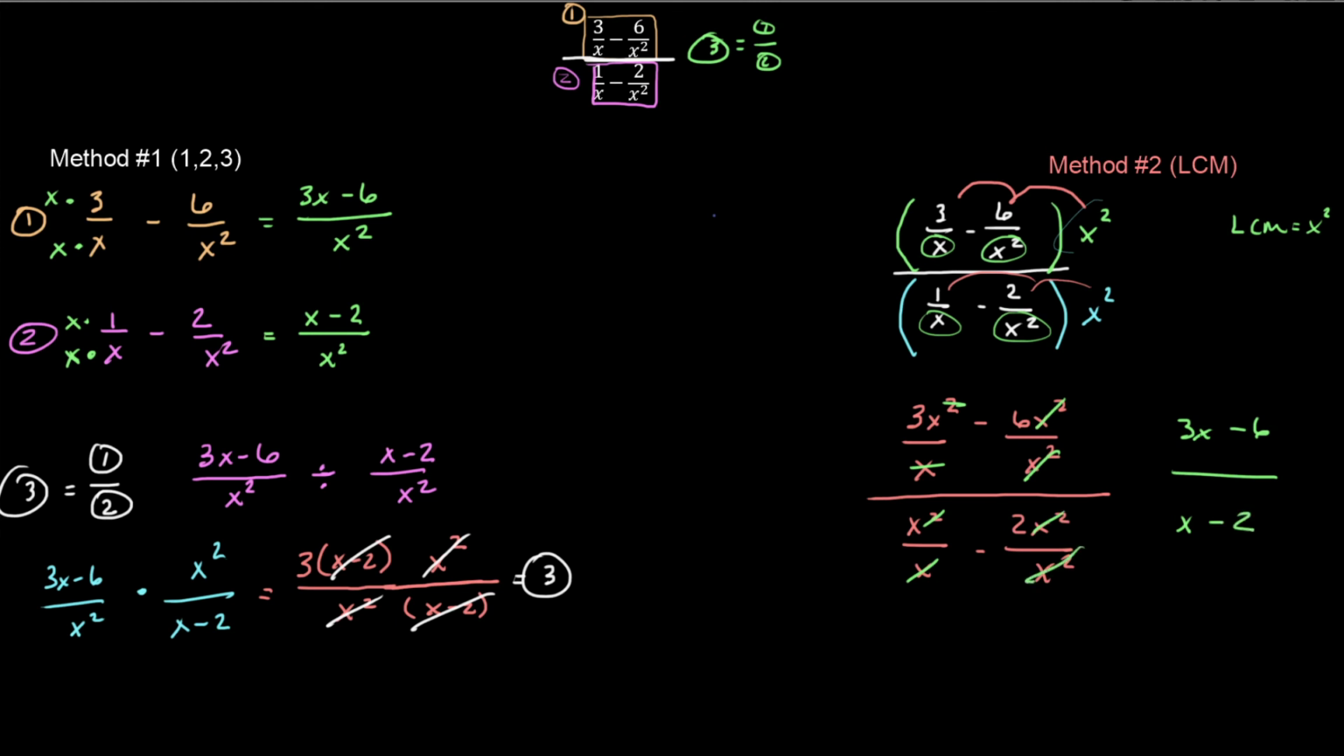So now I already have something that looks a little bit easier than I did in the first example. And I can factor out this 3x minus 6. 3x minus 6, I can factor out the 3. So that's going to give me 3 times x minus 2, and I get x minus 2 in the new denominator, and so those cancel out, and I'm left with just 3.